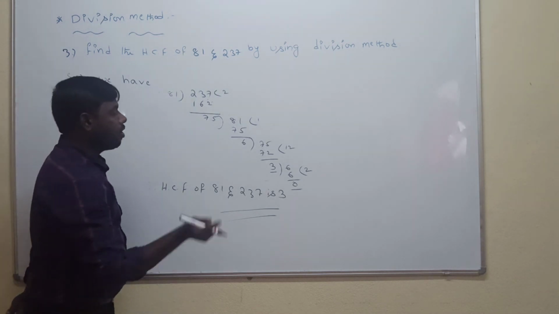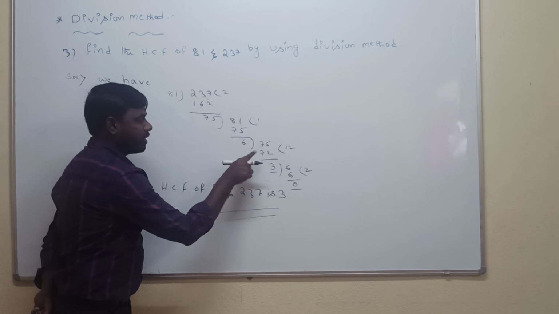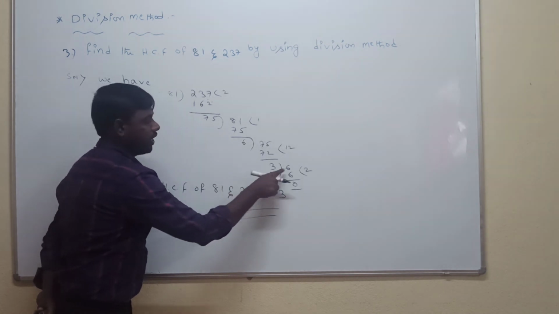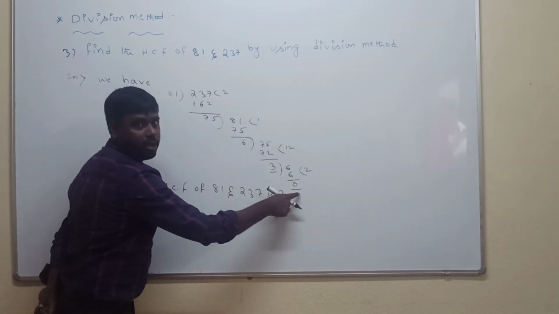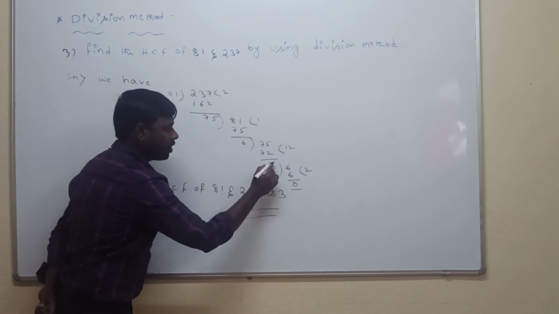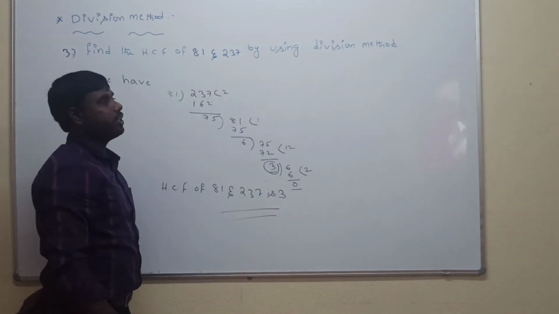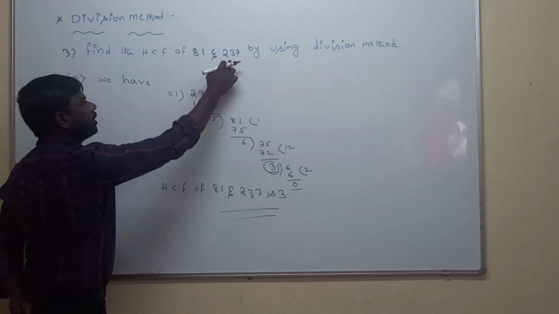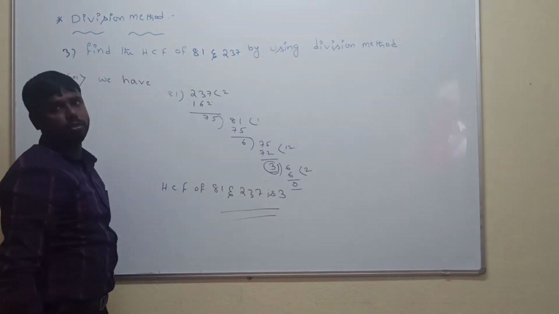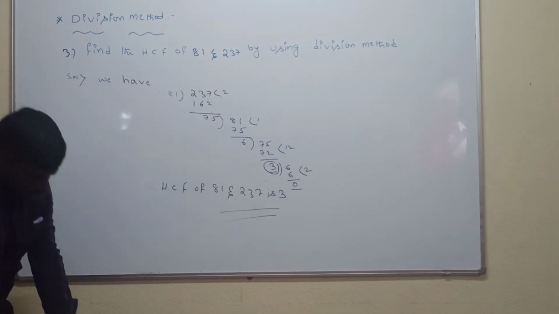That's why again we divide the third divisor by the third remainder. So 3 times 2 is 6. Finally, you got the remainder 0. Then the last divisor is called the HCF. So the HCF of 81 and 237 is 3. Everyone understood? It is clear. The next question.